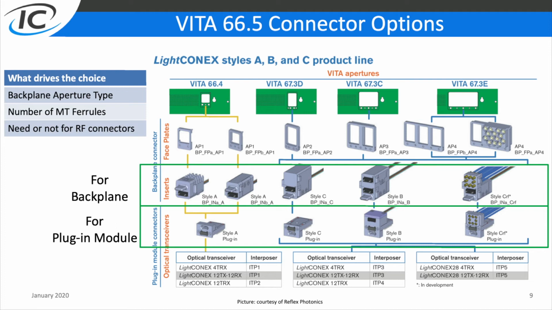What we can also see on this slide is that one of these solutions in the middle, the style B, integrates not only 1 MT ferrule, but 2 MT ferrules. What's also interesting here is the style CRF shown on the right, which integrates on the same connector both optical and RF links. So these are just some examples of the variety of options available through VITA 66.5.